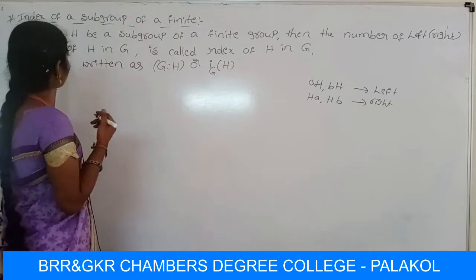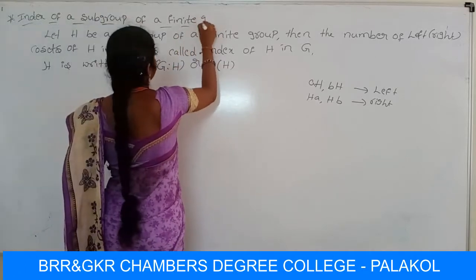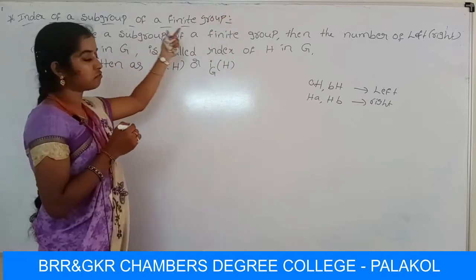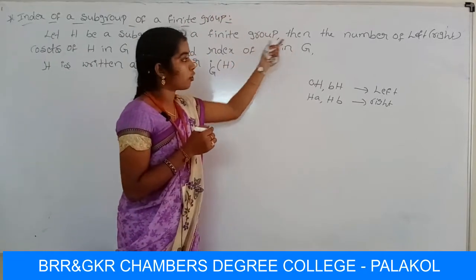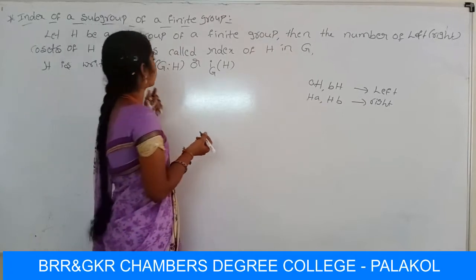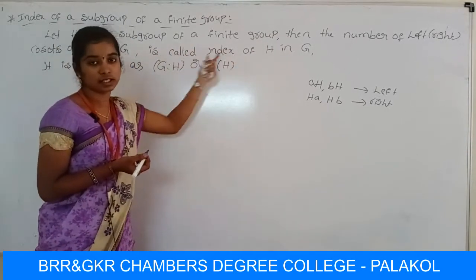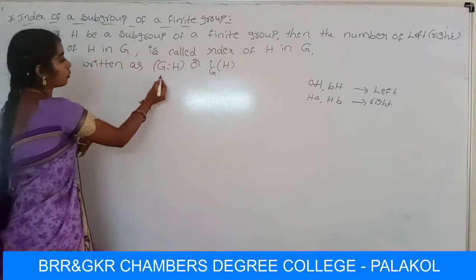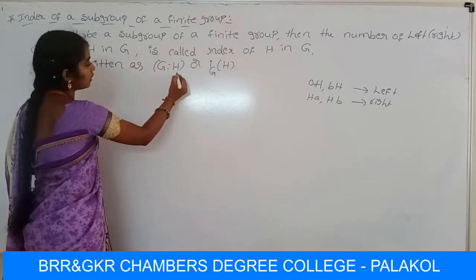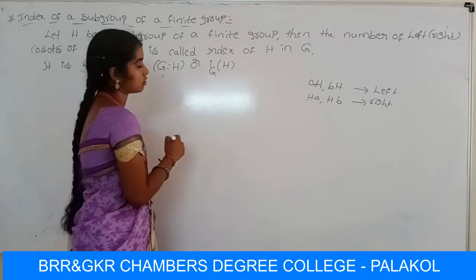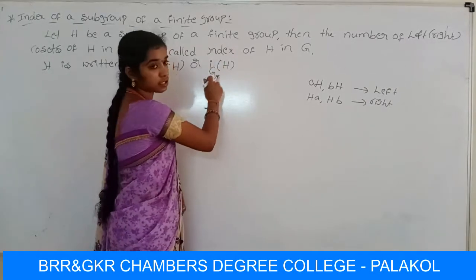So that means, if H is a subgroup of a finite group, then the number of left or right cosets of H in G is called the index of H in G. It is written as open brackets G colon H, and read as the index of H in G, or i_G of H.